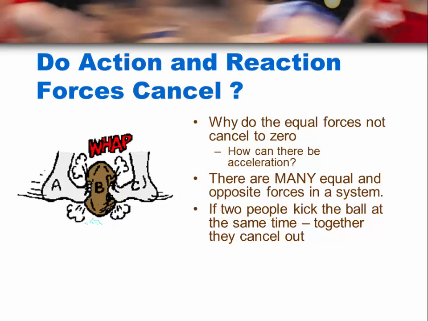So why do equal forces not cancel to zero? There are many equal and opposite forces in a system. You can think about it as two people kicking the ball at the same time. Together, they cancel each other out. So here you have foot A and foot C hitting ball B at the same time. If they hit at the same time and at the same angle, but in opposite directions, the ball's not going to go anywhere.